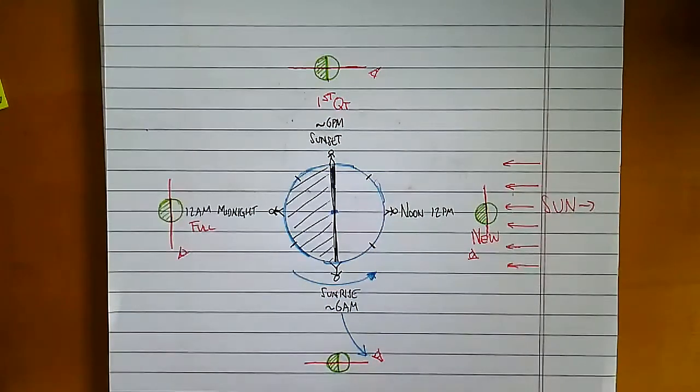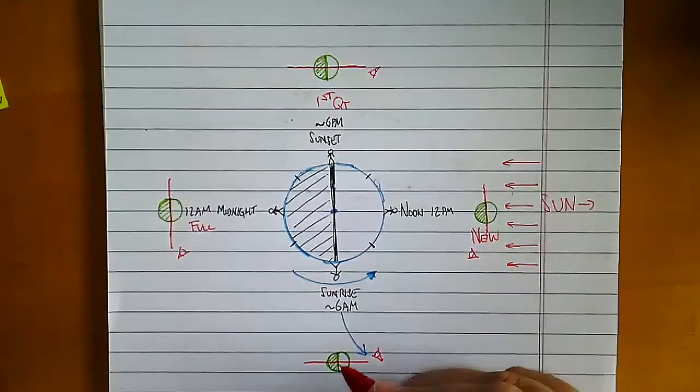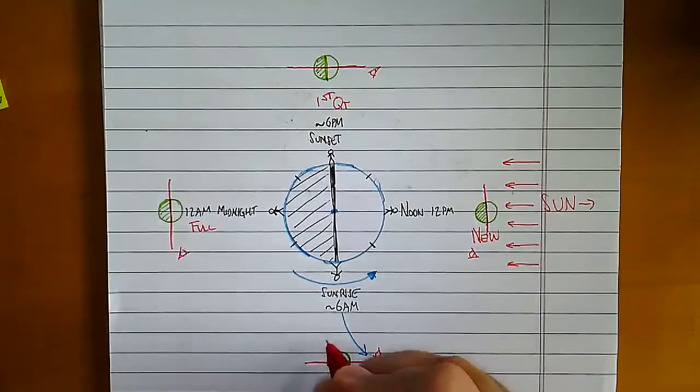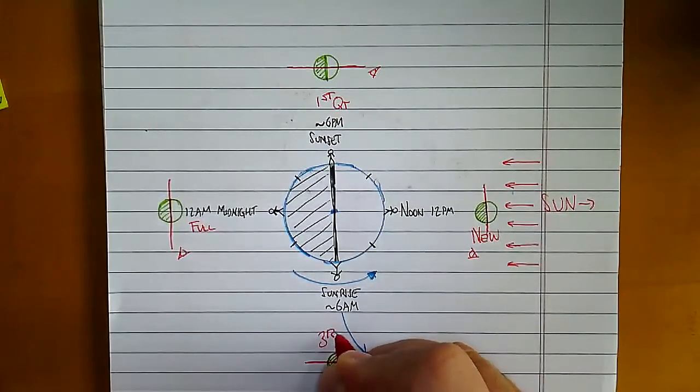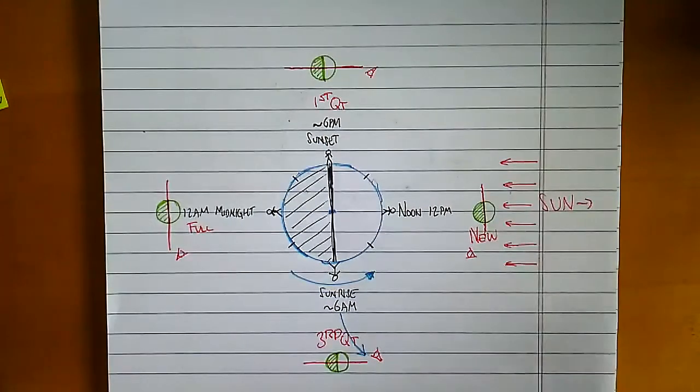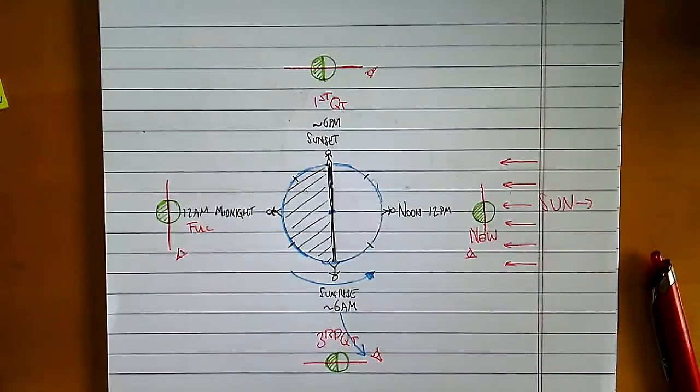So we get to see the top half, and in this case it's again half light and half dark, so that might make you think quarter, and in fact it's called the third quarter. Okay, so that's our third quarter phase. Those are the main phases. And in fact, those phases are a split instant in time.